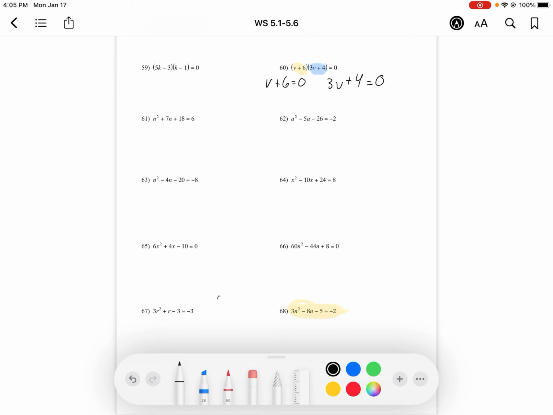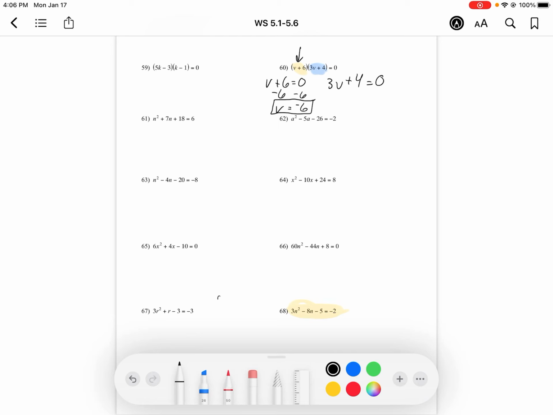So take each of those factors and set them equal to 0 to figure out what value of v makes that yellow factor equal 0. -6. If you plug -6 in for v in this yellow factor, -6 plus 6 is 0. 0 times, it doesn't even matter what the blue number would be. 0 times the blue value would be 0.